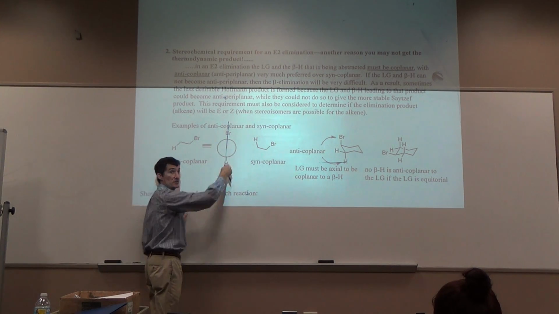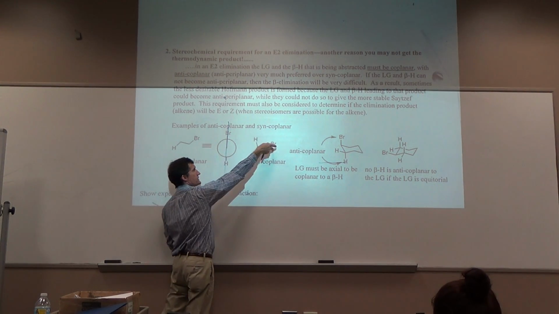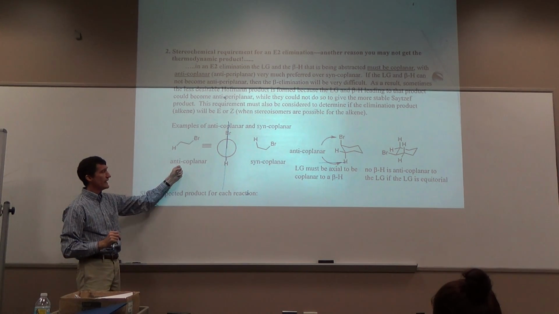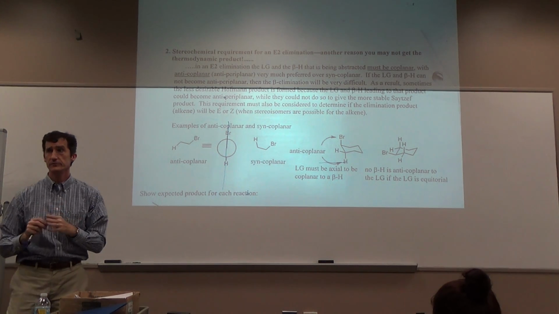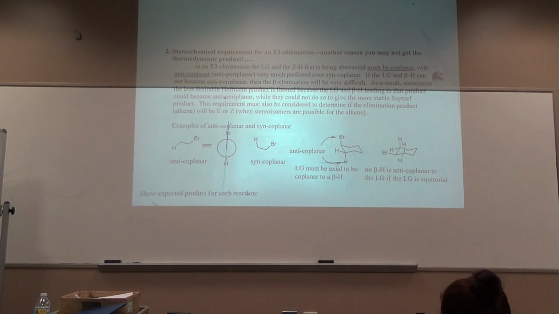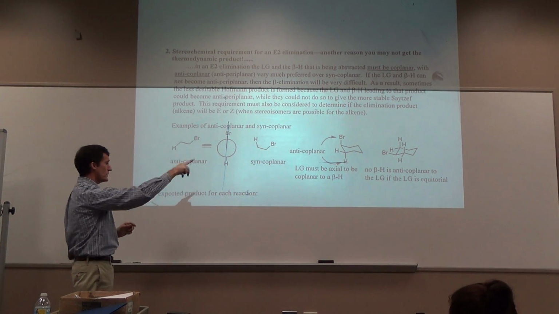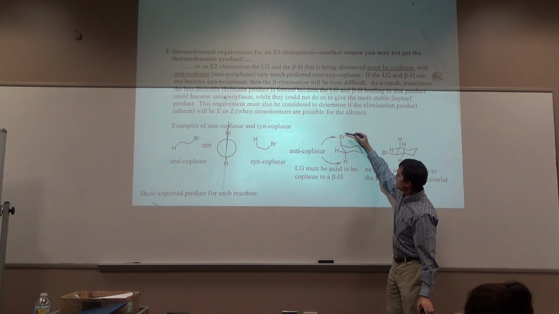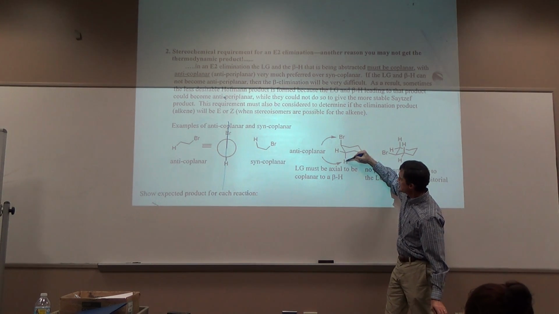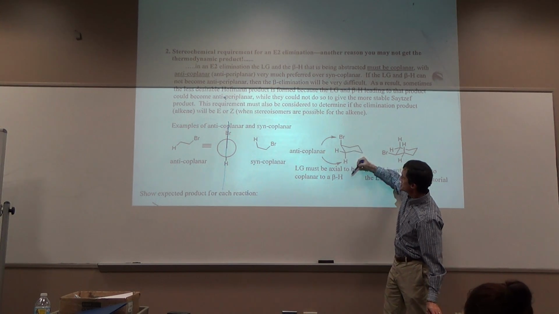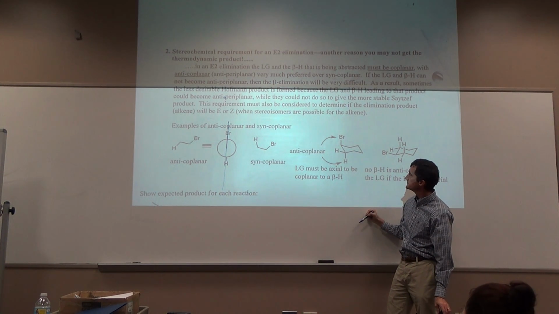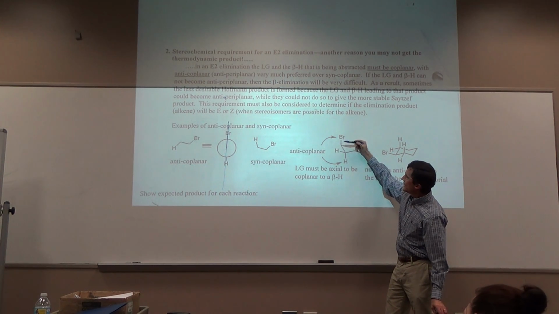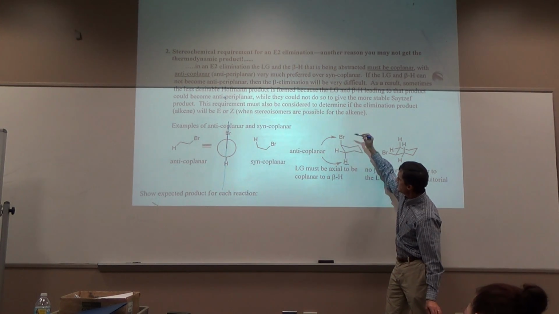But we're going to go back to Newmans. This would be more syn coplanar. Which one is highly preferred? Anti. Very highly preferred. Doesn't mean syn coplanar can't work. We're also going to look at rings. And here, the Br and this H are anti-coplanar. One is straight up, one is straight down. That Br and H are not. So with this eliminated, you would eliminate that H and the Br.